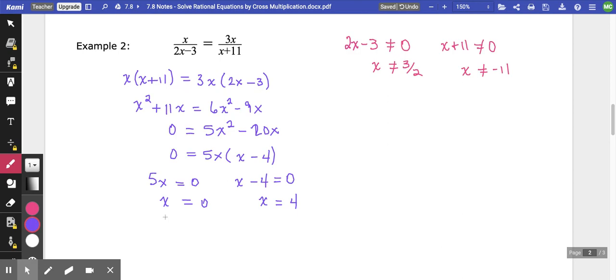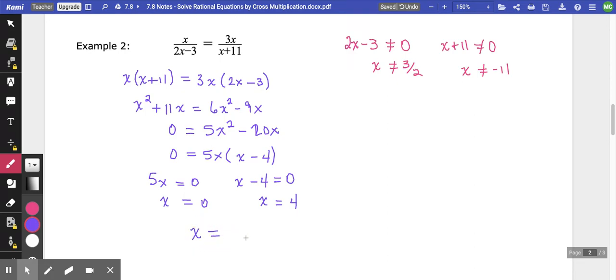Right, now before I present my answer, I want to check each of these solutions against the values of x that I said were restricted, things that x is not allowed to be. Neither one of these, 0 and 4, appear on that list of numbers that x is not allowed to be, so these are both good solutions.